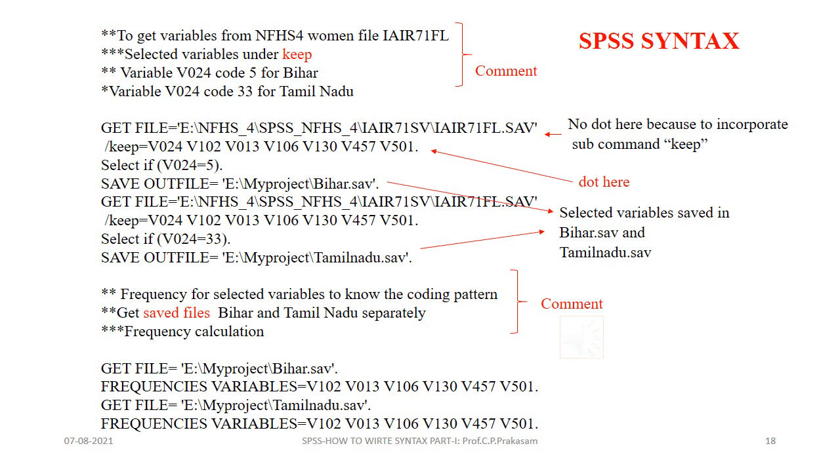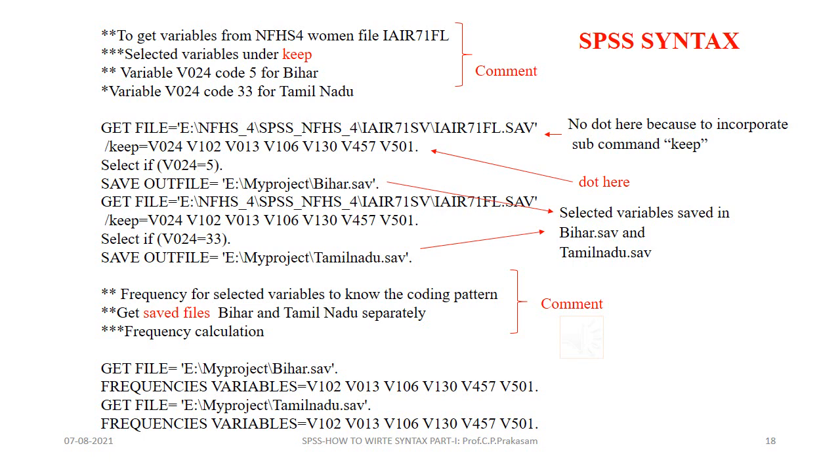Another file we have to generate, that is for Tamil Nadu, for comparison purposes. The same way, we will use get file equals and find the file location, slash keep the same variables, put a dot, and select if V024 equals 33, that is the state code equals 33, and save out file as tamilnadu.sav, the file name we have given. Once the two files have been generated, then we can generate the frequency, cross tabulation, logit, all the regressions, multiple regressions can be done according to the procedures given.